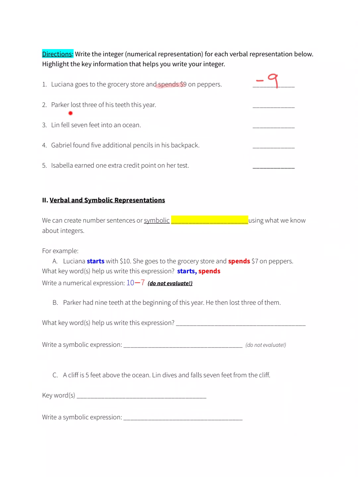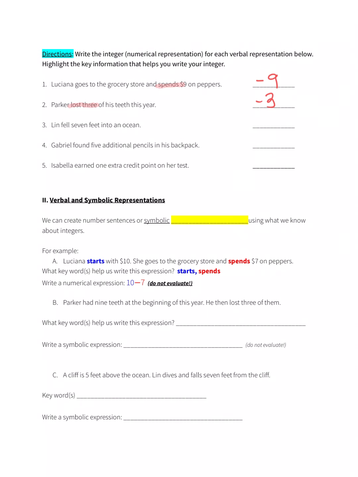Next, Parker lost 3 of his teeth this year. All right, what is my key word? I think about my list and what I know in life from my experiences, and I see lost. Oh, if I lose something, that means there's less. So lost 3. So what does that mean? That means that is a -3. Okay, now what I want you to do is I want you to pause the video and try these next 3 on your own. After you have tried them, you press play and check your work.